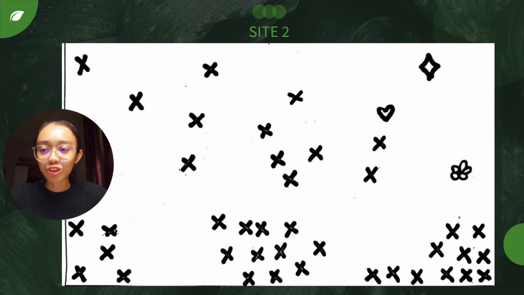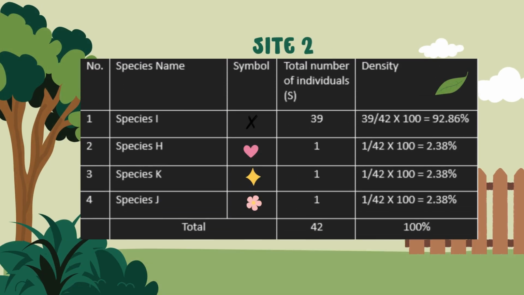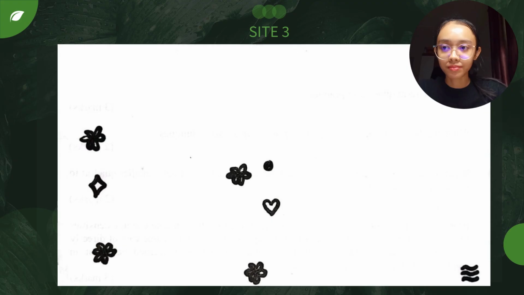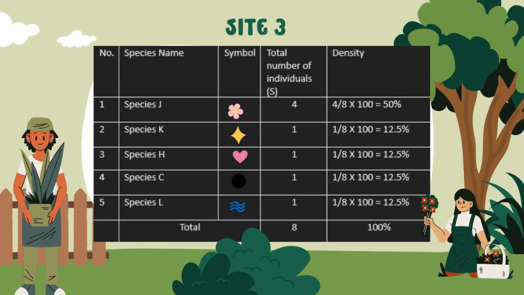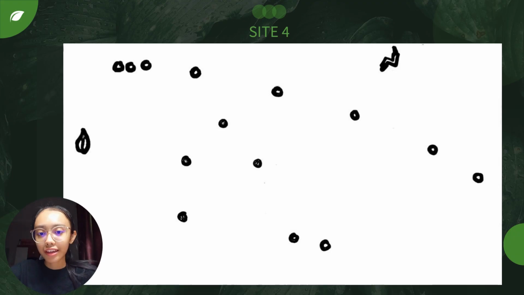The next site that we went to observe is site 2, with 4 types of species and 42 total number of individuals in this site. And for the third site that we went to observe, there are 5 species in this area, with the total number of individuals of 8. And for site 4, there are 4 species found in this area, with the total number of individuals of 16.